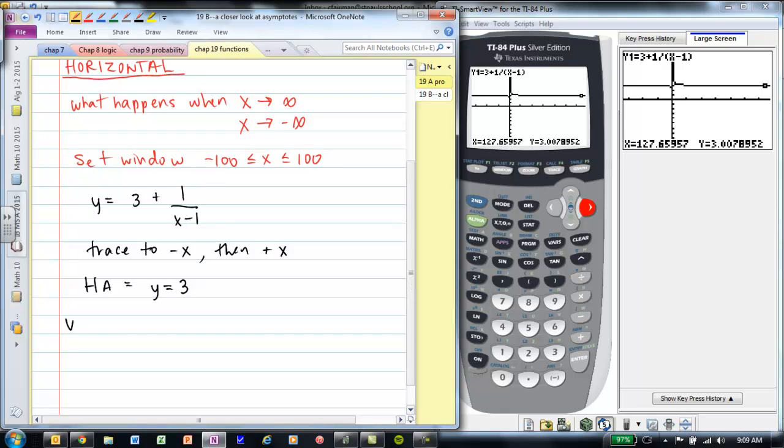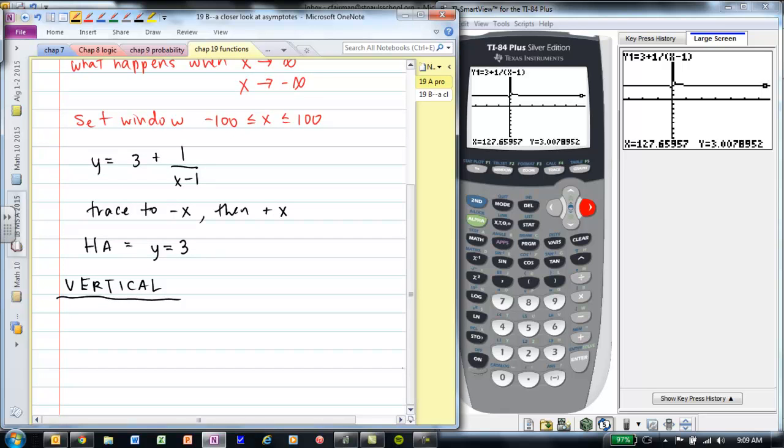All right? Now let's look at vertical asymptotes. So vertical asymptotes happen basically when there is a fraction and there's a variable in the denominator. And it occurs when the denominator equals 0. So if we go back to our original equation, 3 plus 1 over x minus 1, just looking at the denominator here, take the denominator, set it equal to 0, and then solve, and you would get x equals positive 1. So in this case, we have a vertical asymptote at x equals positive 1.